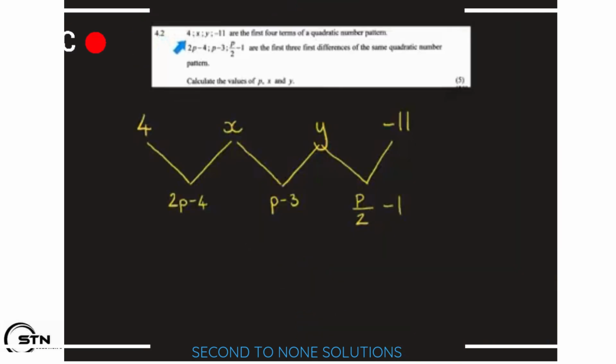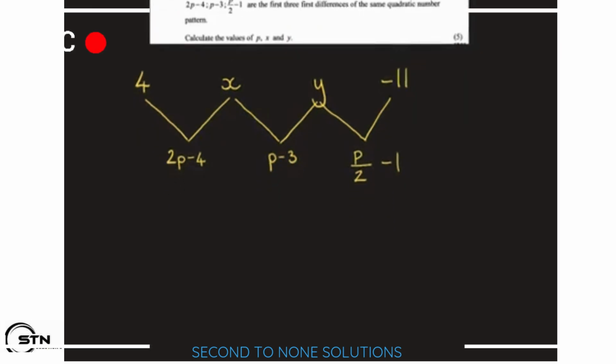Question 4.2 is quite exciting. We've got 4 terms that are given to us. And then we're told that the 3 first differences are those numbers over there. And we're told that this is a quadratic number pattern, and that's why I've set it up already like this. They want us to calculate the values of p, x, and y.